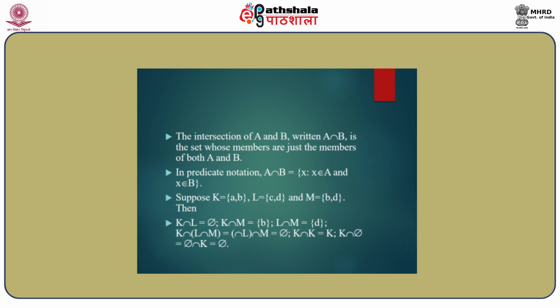The intersection of A and B, written A upside down U, B, is the set whose elements are just the elements of both A and B. In predicate notation, the definition is A intersection B, by definition, is the set of all x's such that x is in A and x is in B. Here again, we look at a few examples of sets K and L and see what their intersections will be.